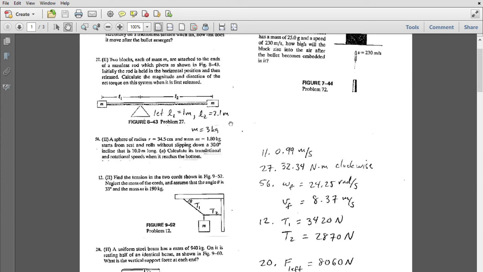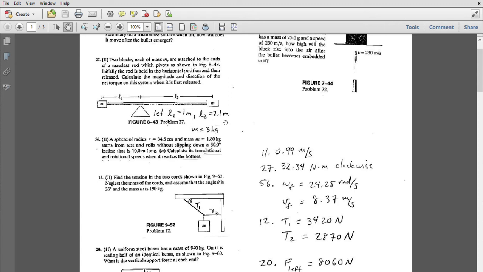Problem 27. Two blocks, each of mass m, are attached to the ends of a massless rod, which pivots as shown. Initially, the rod is held in the horizontal position and then released. Calculate the magnitude and direction of the net torque on the system when it's first released. So it's just sitting like this. What's the net torque with respect to this axis, the axis it's going to rotate about? In this case, just for definiteness, I'm saying let L1 be 1 meter and L2 be 2.1 meters.